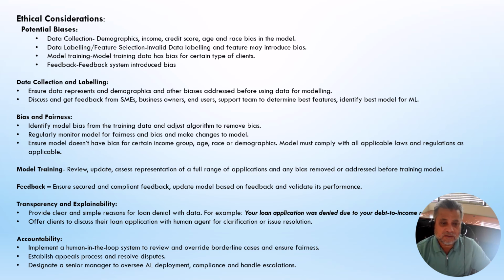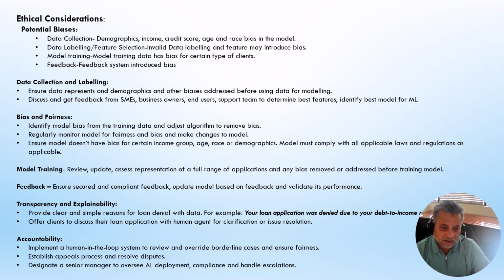Model training. Even if the data doesn't have any bias, sometimes the model has different kinds of weights or some kind of bias, so we have a risk of that also. And the feedback system can also introduce bias. For example, right now we are using data in a certain way, but when it's in production and the data coming from production is feeding back into the model, it may have an impact and create a bias. So these are the potential biases that we can have.